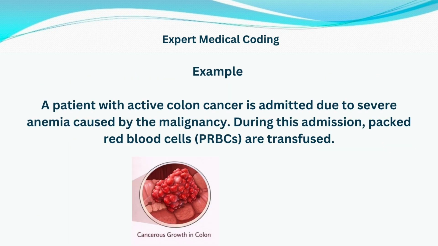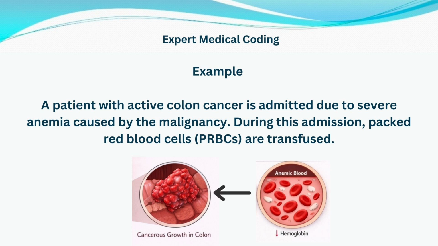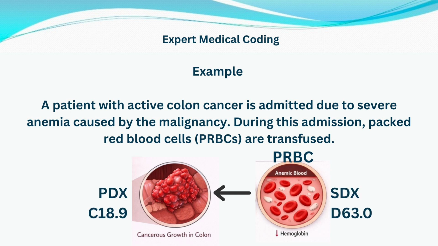A patient with active colon cancer is admitted due to severe anemia caused by the malignancy. During this admission, packed red blood cells are transfused. Here, the anemia is a direct result of the malignancy. So according to ICD-10-CM guidelines, when anemia is due to cancer itself, the malignancy is sequenced first, followed by the anemia in neoplastic disease code, even though the treatment during the admission is focused on correcting the anemia with PRBC transfusion.